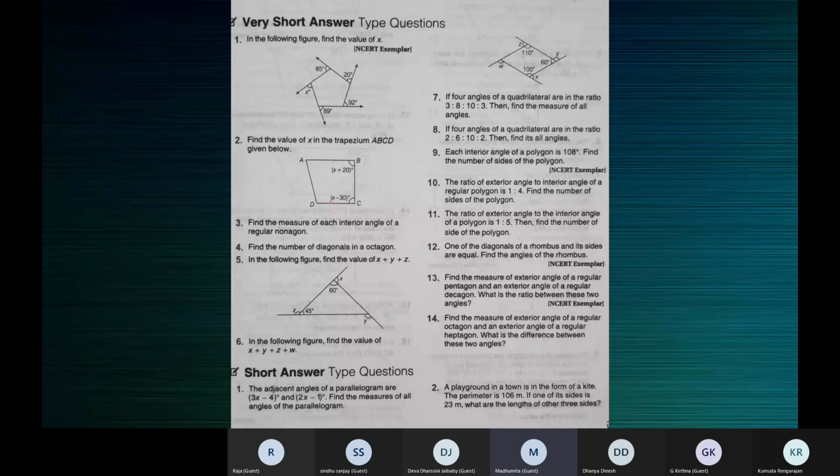Ma'am, I've finished the sixth question, but I have a doubt only with finding W, ma'am. I mean, I have a method, but I'm not sure if that's the proper method to get the answer. Yeah, tell me, how did you find W? Ma'am, I haven't found it yet, but we can add the measures of X, Y, and Z and subtract it from 360 degrees to get W, ma'am.